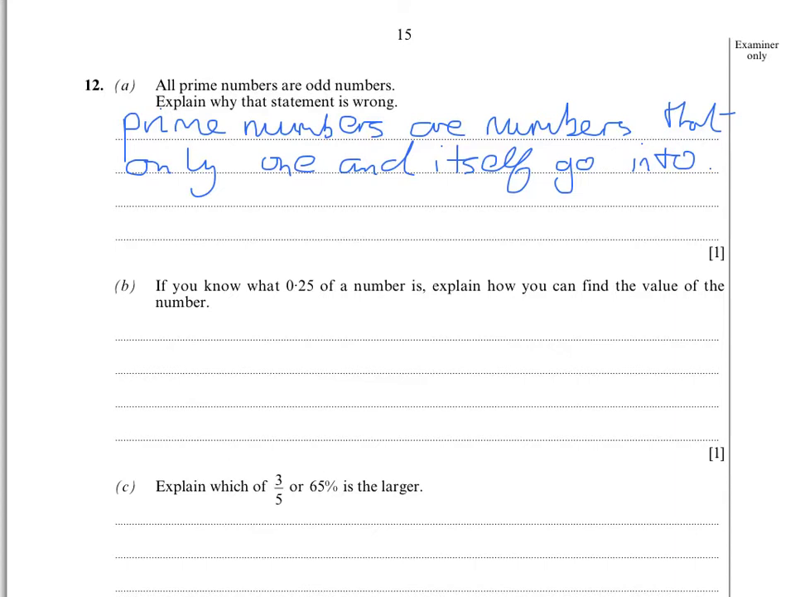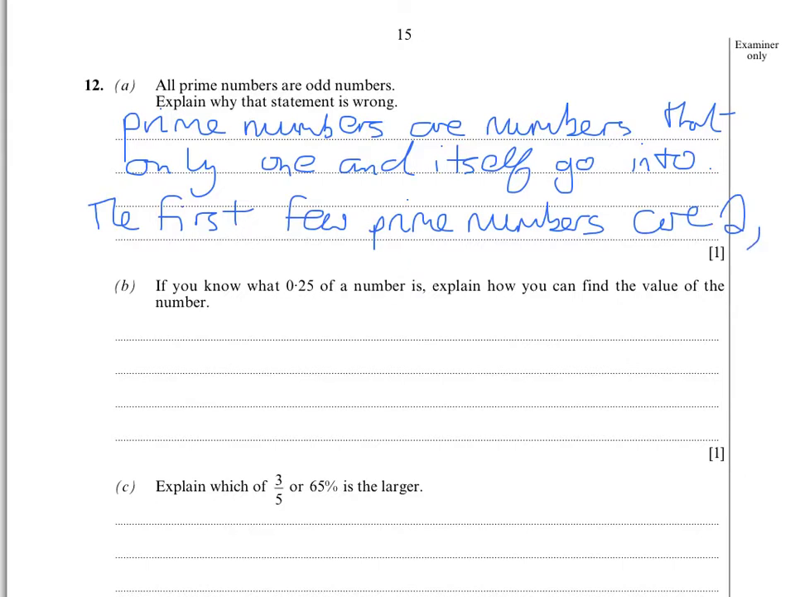So we know that prime numbers are numbers that only one and themselves go into. So the first few prime numbers are 2, because that only has 2 and 1 that go into it, so 1 and itself, 3, 5, 7, and so on. But what you notice is that first number 2, what kind of number is that? That's an even number. So 2 is even. So the statement is wrong.